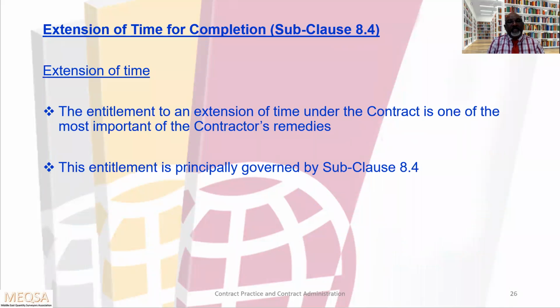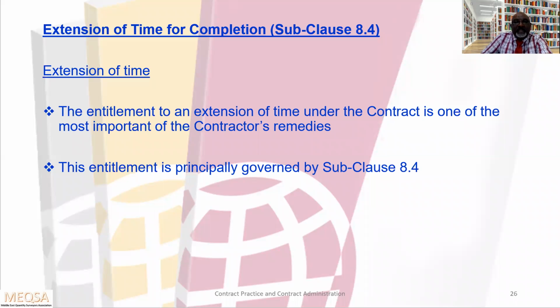Now let us look at what FIDIC 99 says. Extension of time for completion refers to subclause 8.4, extension of time. The entitlement to an extension of time under the contract is one of the most important of the contractor's remedies. Once a project is prolonged, the contractor will have remedies. Remedy means he will have an extension of time. That is dependent on the scenario, the grounds. This entitlement is principally governed by subclause 8.4.